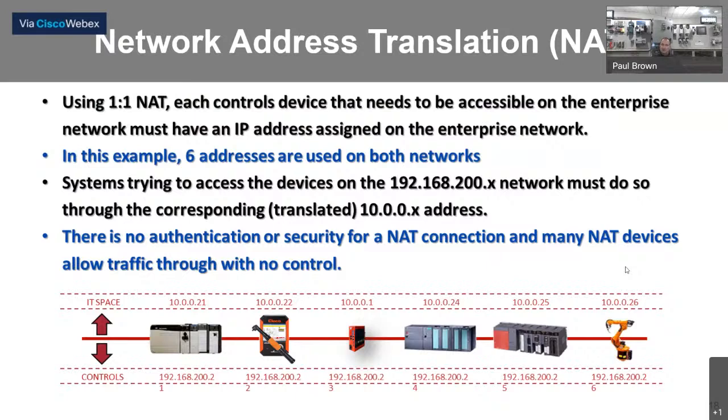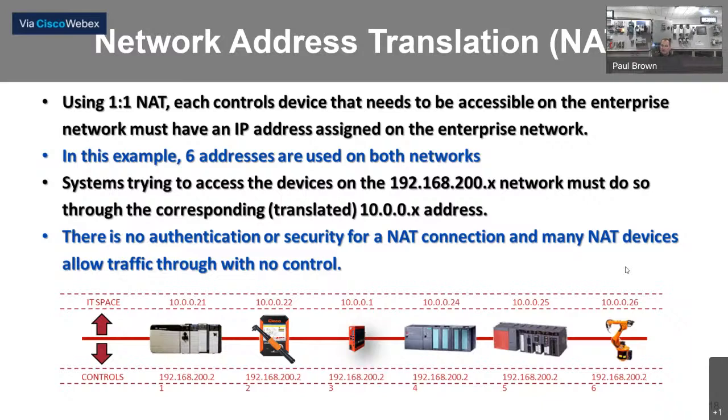Network address translation, or NAT. In a NAT environment, as you can see here down at the bottom, we have 6 devices, and we're showing you that in the IT space, each device has a unique IP address assigned to it. And then in the controls space, it has a unique address assigned to it in the control space. So there is a one-to-one relationship in this NAT example.